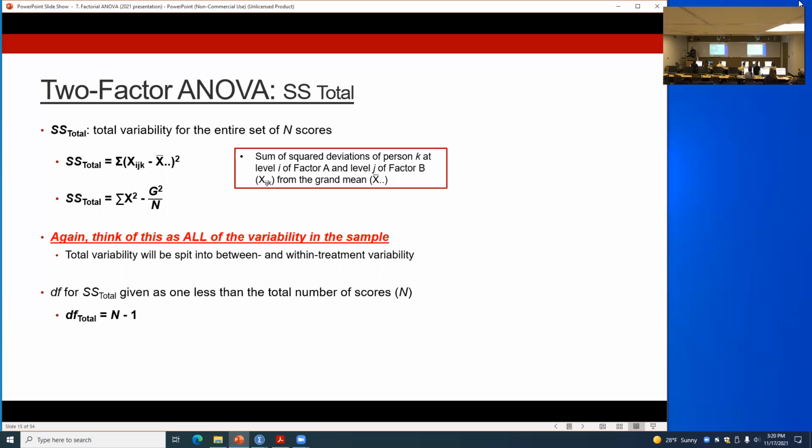Well, somewhere I give you that handout that has sample data. Here it is. Okay.